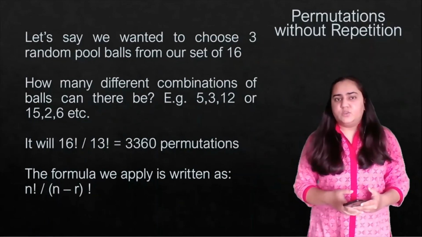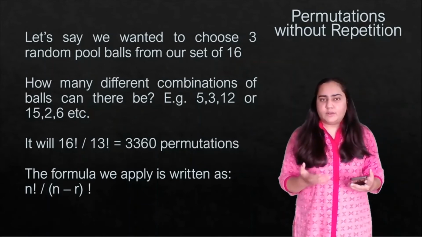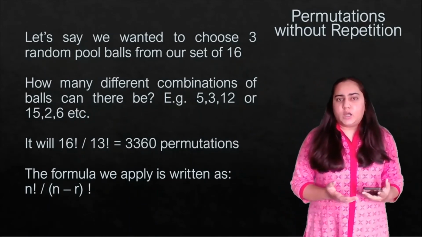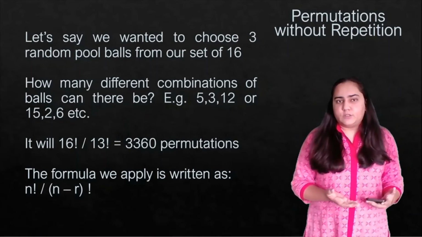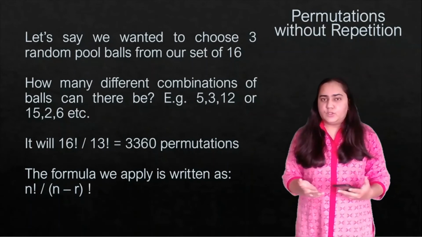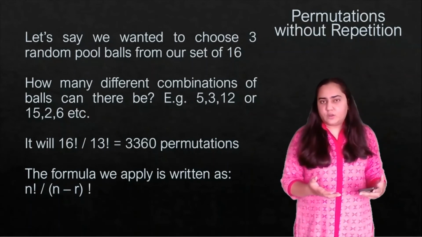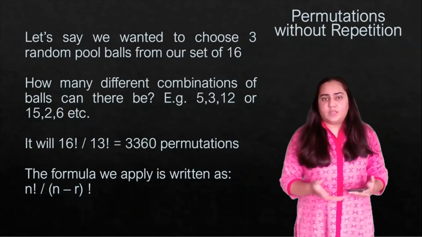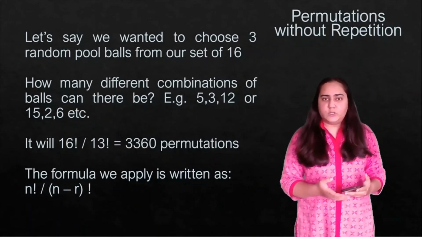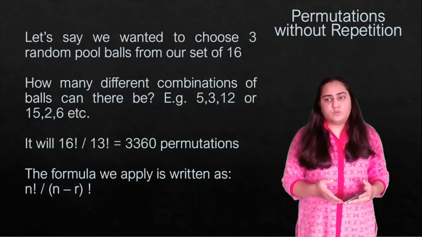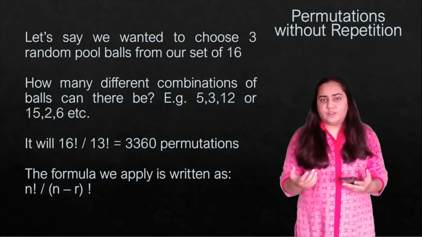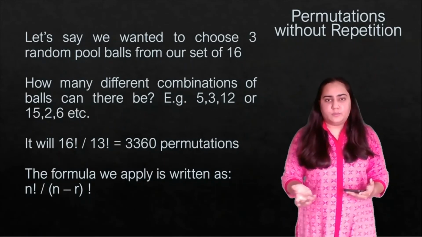Now let's say that you wanted to choose 3 random pool balls out of the set of 16. Then how many different combinations of balls can you get? So there are 16 balls, you're choosing 3. What are the different combinations of 3 that you can get? And remember that order does matter because it's a permutation. And it's also a permutation without repetition, which means once you've picked a ball, you're not going to put it back in the set of balls.